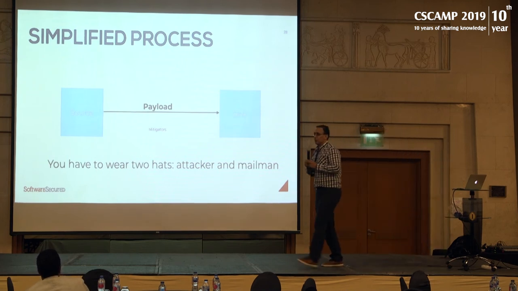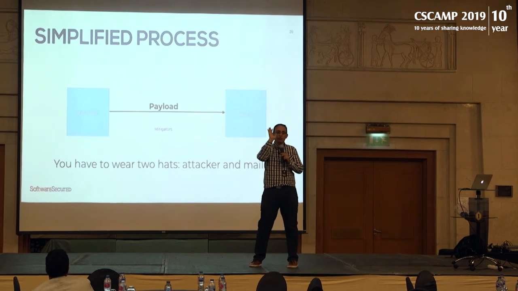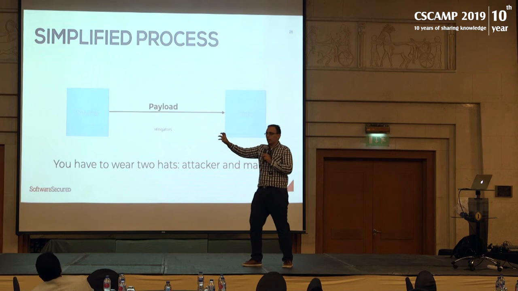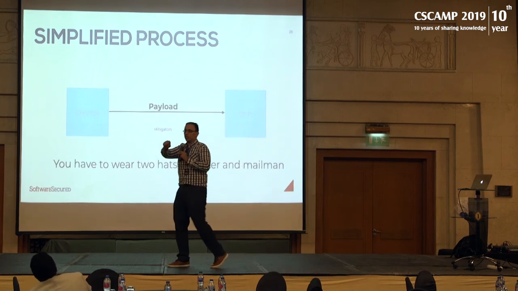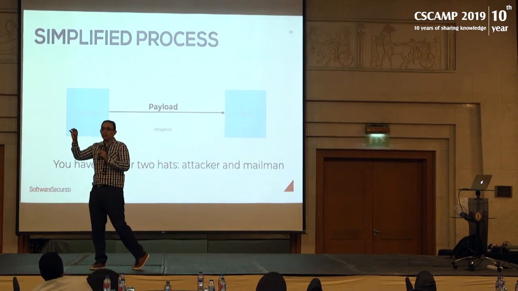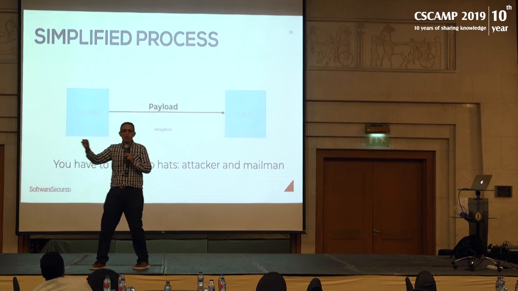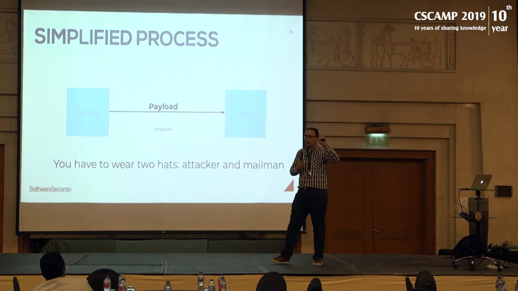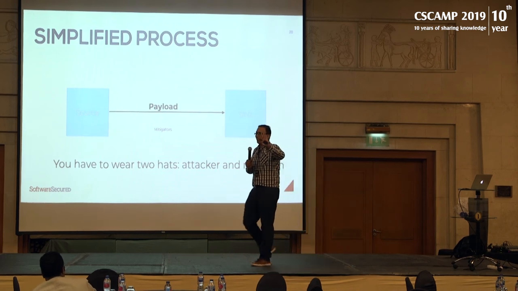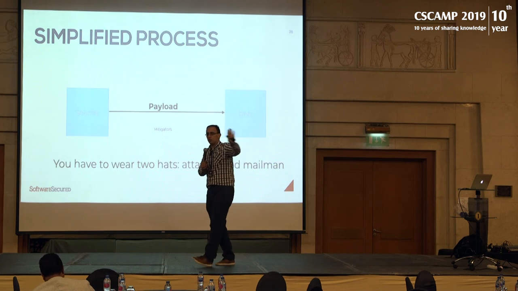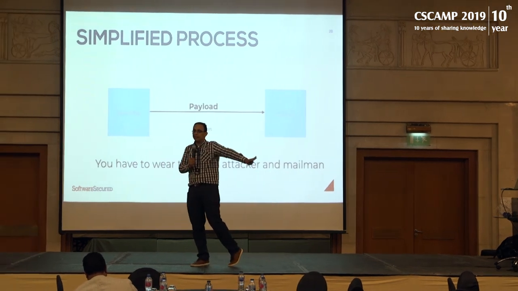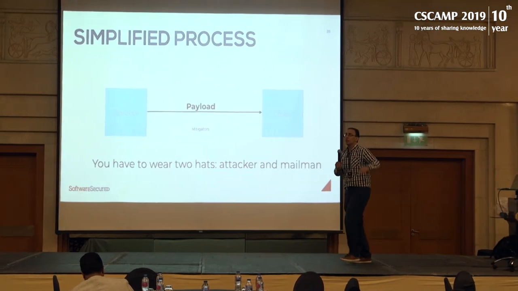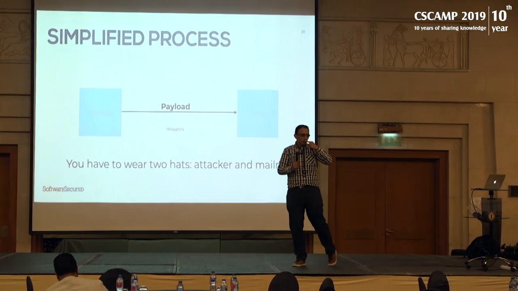So the simplified process, you're looking for two things: the source and the sink. The source is an untrusted input. The sink is where the problem actually happens, right? And you are trying to figure out what payload, what bad thing, can travel from the source to the sink that can lead to a vulnerability.